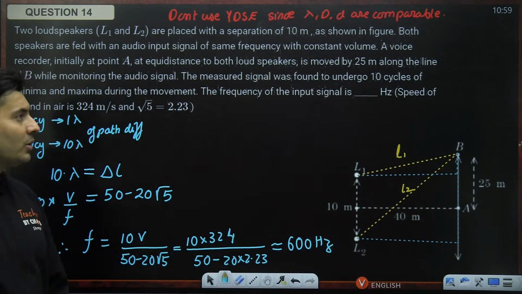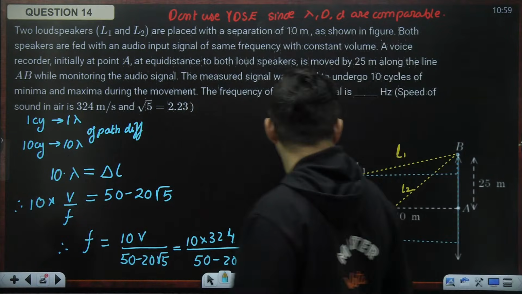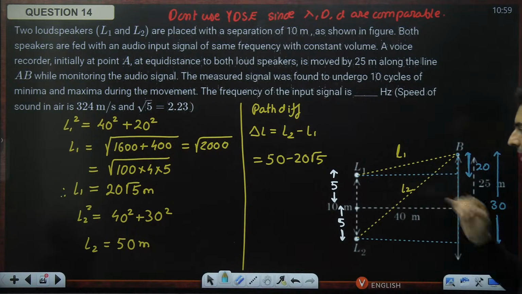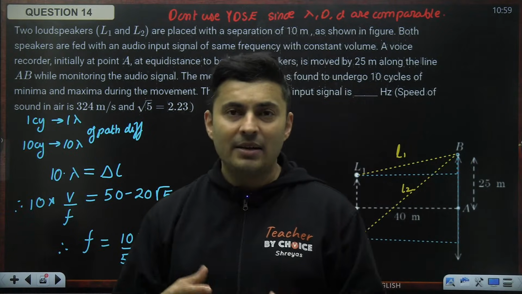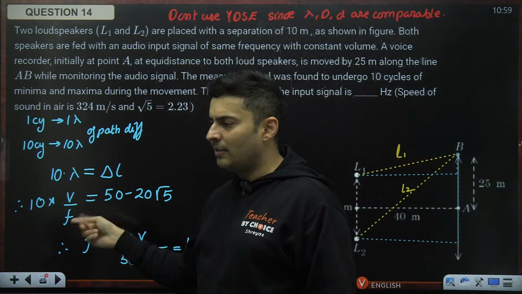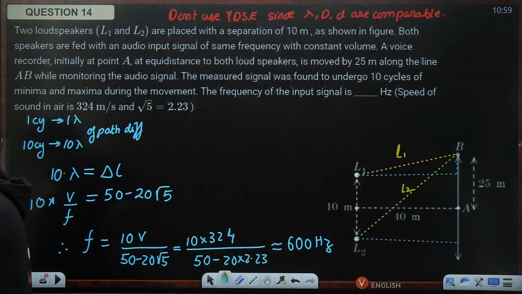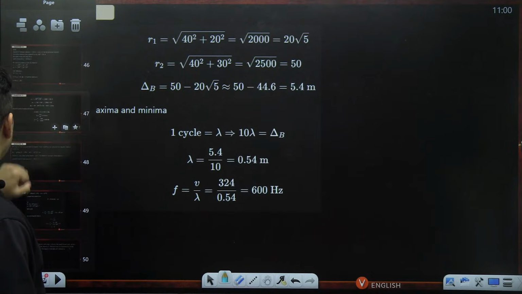Okay, it's a beautiful question because YDSE was not applicable, and you had to literally go by geometry, using Pythagoras theorem to figure out the paths and then the path difference, and then realizing 10 cycles means the path difference is 10 lambda. So whatever path difference you got was actually 10 times lambda, and lambda is related to frequency. Yeah, got it? Awesome. The same session for chemistry was done yesterday. All right. Moving on to the next question on your screen.